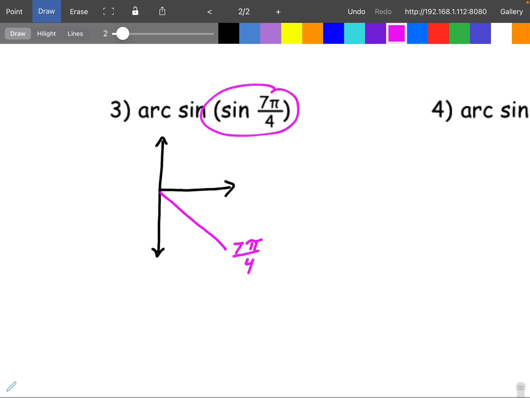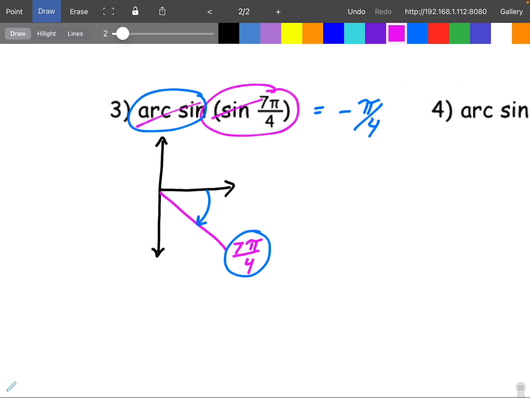And actually, I'm not even sure I need a triangle here. So that's where 7 pi over 4 would be. However, because I am doing arcsine, I can't say I'm going around here. I can't pass through no man's land. I have to say I'm starting at my initial side and I'm going backwards. So how far am I going backwards to get to this? Well, if that would be normally 7 pi over 4, that means we're having to go backwards pi over 4. So my answer would be negative pi over 4.